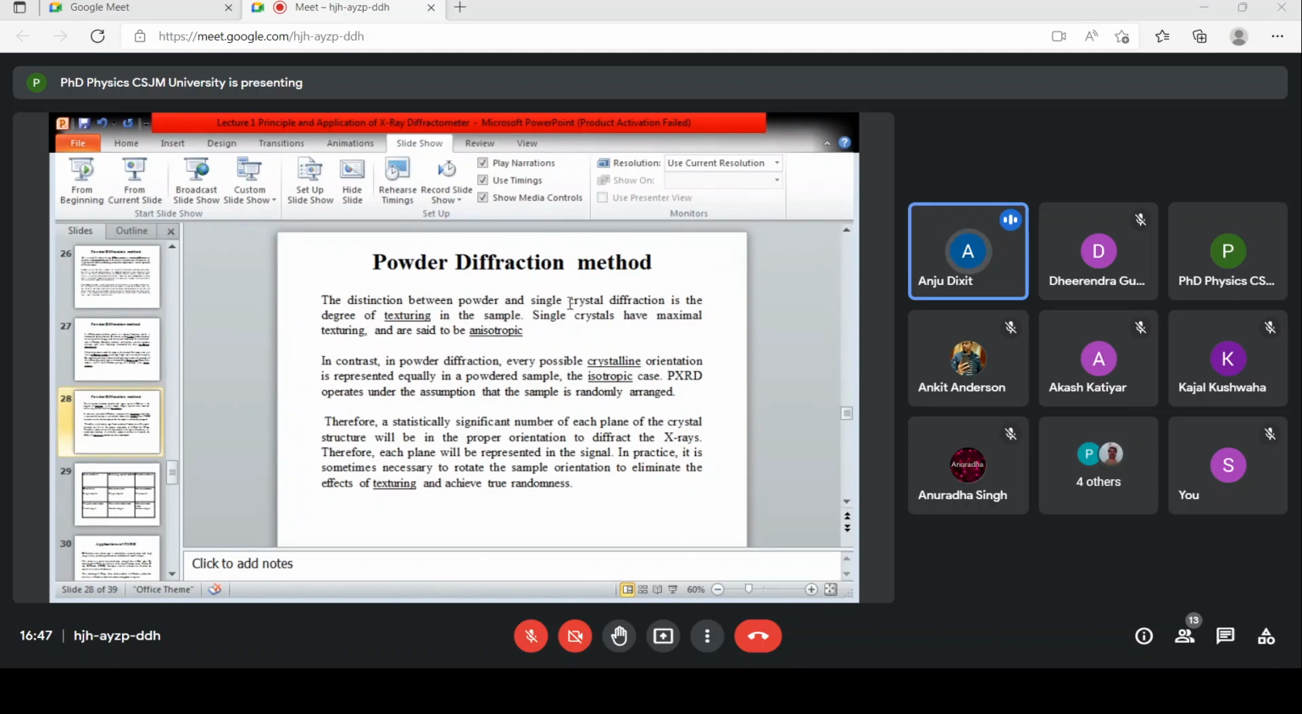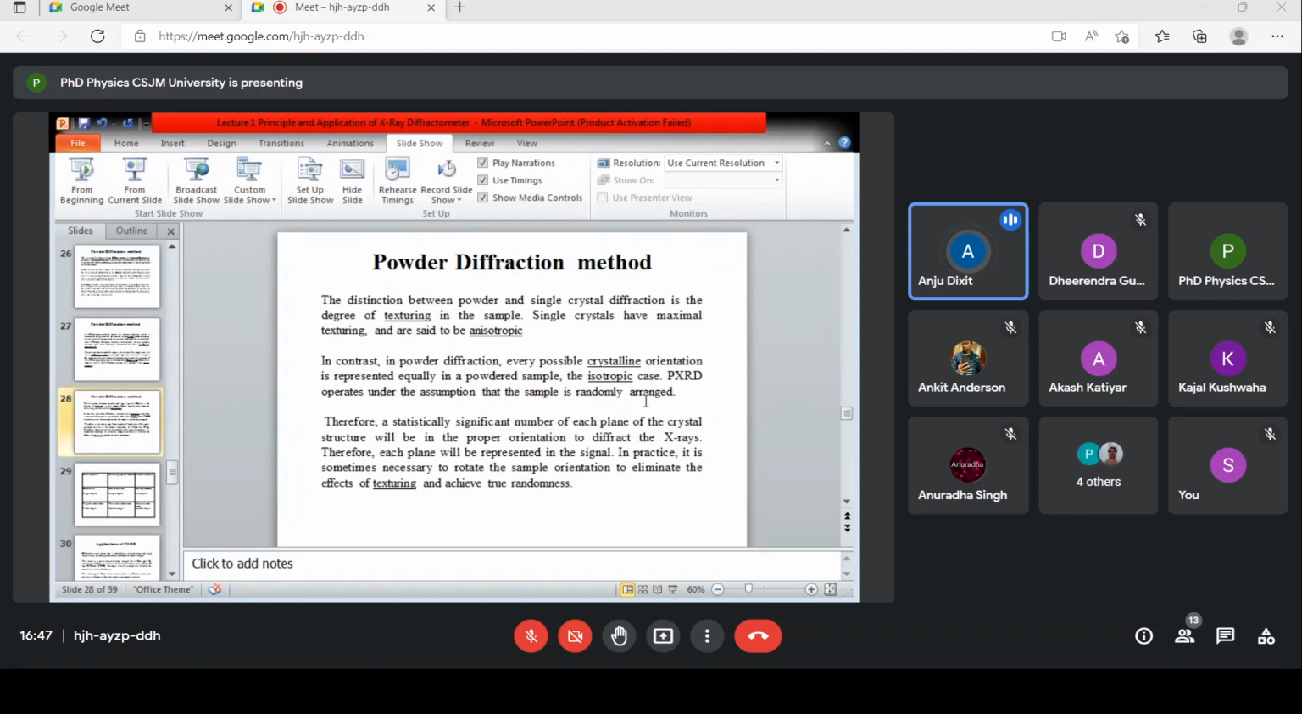The distinction between powder and single crystal diffraction is the degree of texturing in the sample. Single crystals have maximal texturing and are said to be anisotropic. In contrast, in powder diffraction, every possible crystal orientation is represented equally in a powdered sample, the isotropic case. So this is the difference between anisotropic and isotropic.